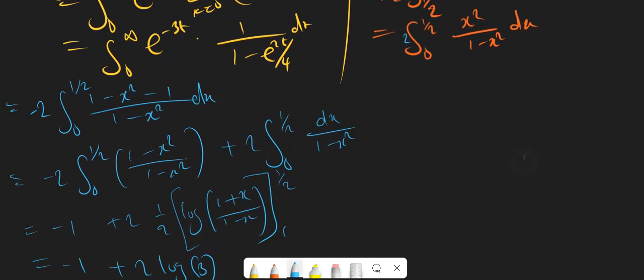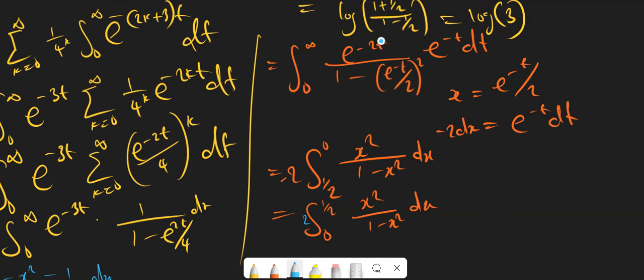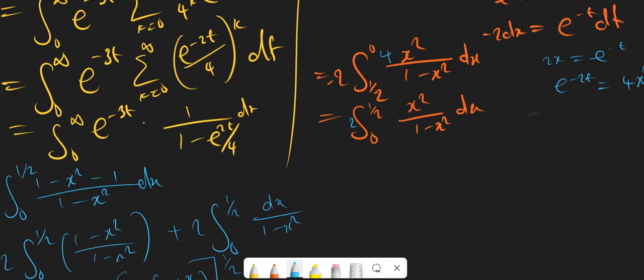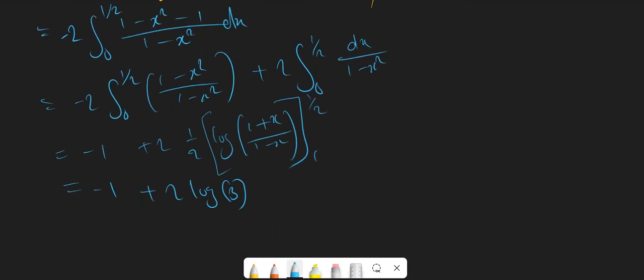Okay, so here, for the substitution, because 2x is e to the negative t, e to the negative 2t is going to be 4x squared. So we did not bring a factor of 4 here. We're supposed to have a factor of 4 here. Okay, good thing we checked. So our answer is supposed to be multiplied by 4. So we're supposed to have negative 4 plus 8 log 3.